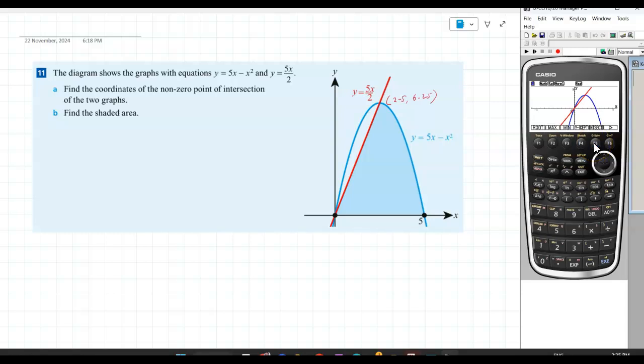Look, you just do integrate. Now I can also use intersection. If I use intersection, it will take from this point of intersection, go right to this point of intersection, enter, and then you do the remaining of it. So it will give you the answer.